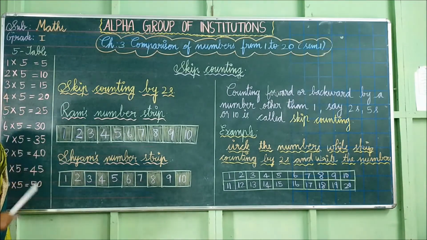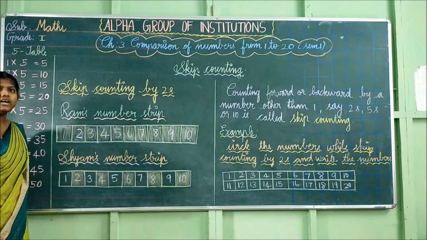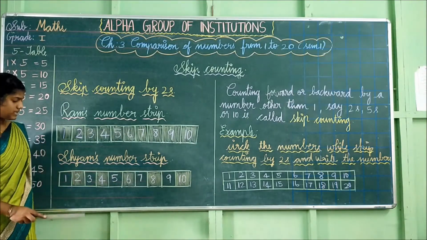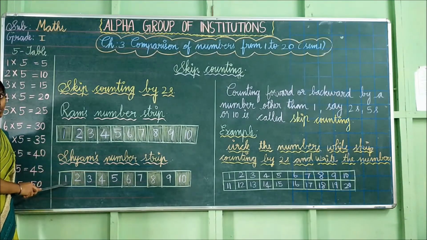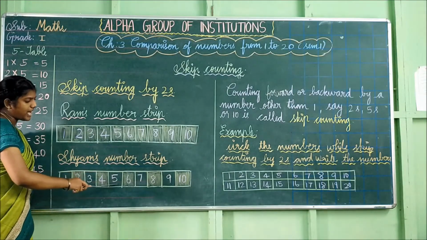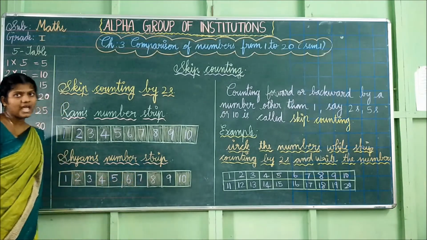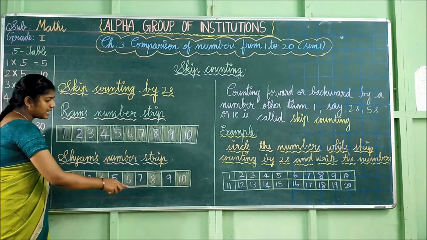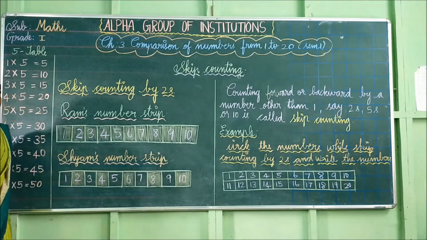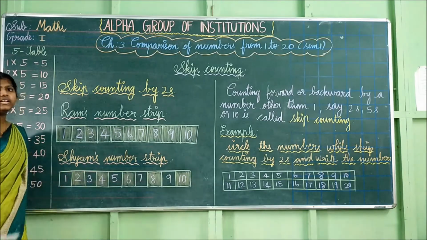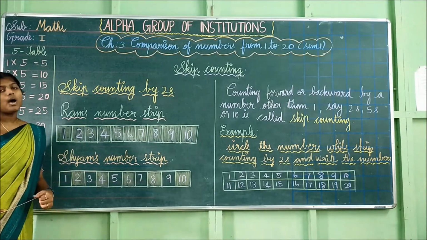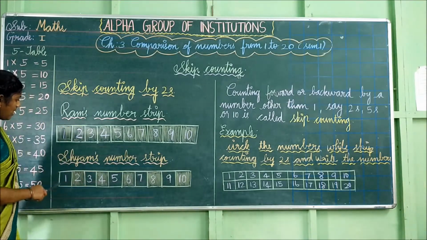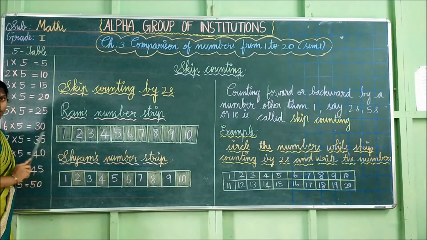But see here, Shyam's number strip. How did he color? Did he color all the numbers, children? No. See here, he didn't color number 1, number 3, number 5, number 7 and number 9. But he colored number 2, number 4, number 6, number 8 and number 10. So he colored in a different way from Ram's number strip. So we are going to find what is that difference. See here, first one he didn't color, second one he colored.